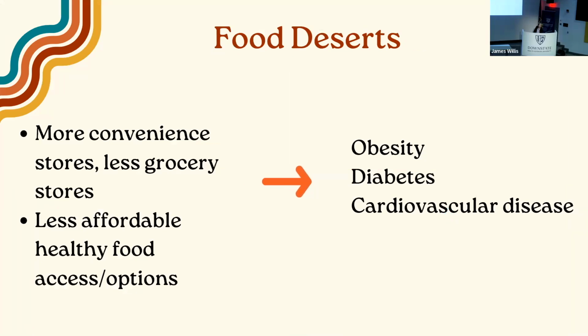Now let's look at food deserts. A food desert is defined as a region that has limited access to healthy, affordable food options. Redlined neighborhoods are historically more likely to be food deserts. This leads them to have more convenience stores, fewer grocery stores, and therefore less access to healthy, affordable foods. We know that this contributes to obesity, diabetes, and different cardiovascular diseases.